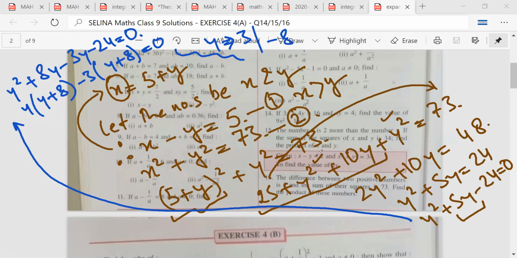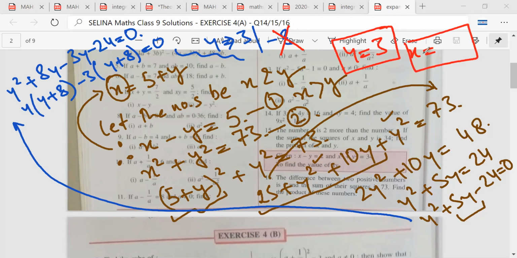So now if you look carefully at the question, they have told you that the difference is between two positive numbers. So you need to reject the value of minus 8. Any doubt about this? No, sir. So I will be rejecting this. y would be equal to 3. For y is equal to 3, I can find the value of x to be equal to 8, and therefore x into y is equal to 24. Any doubt about this? No, sir. So this is one way of doing the question.